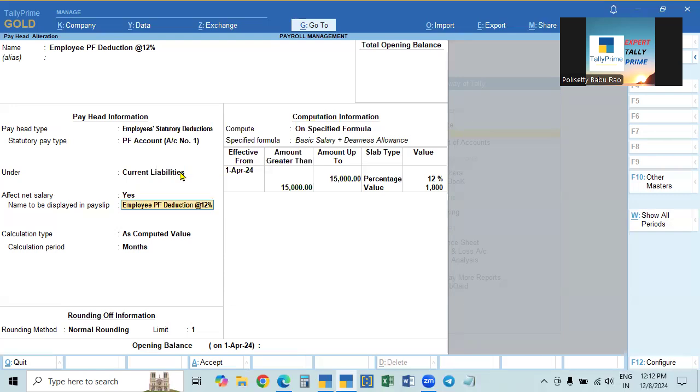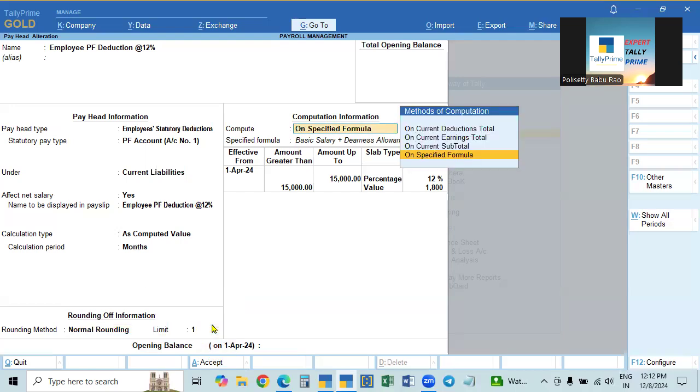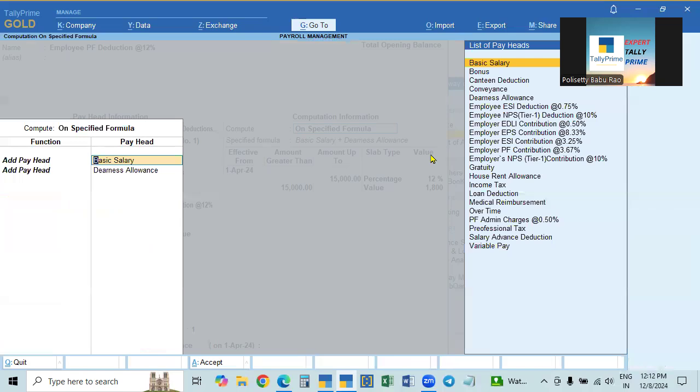Yes, then the name is shown, and here automatically by default it is taken. It is to be computed at 12%. How to compute? That is called computed value every month, and we will take normal rounding. Here you have to calculate the percentage. Take the specified formula. Here PF will be calculated on basic pay. Basic pay means dearness allowance also.